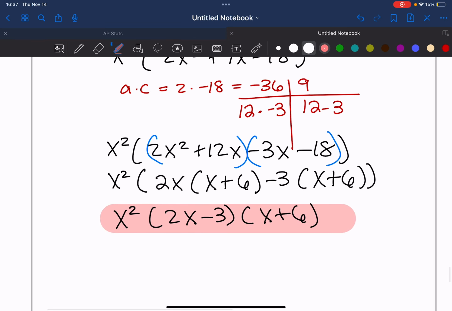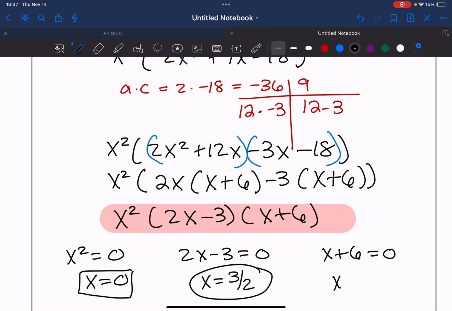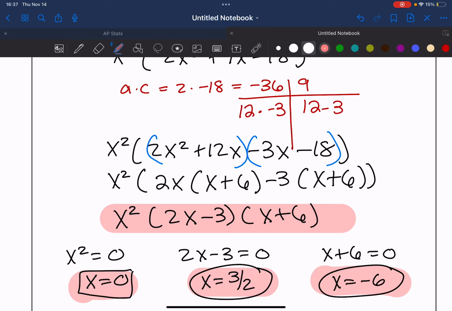Now, let's imagine that this is equal to 0 and it's asking us to solve. In order to do that, we're going to set each of these equal to 0. So x squared equals 0 means that x is equal to 0. 2x minus 3 equals 0 means x is equal to 3 halves. And x plus 6 equals 0 means x is equal to negative 6. Those are my 3 answers.